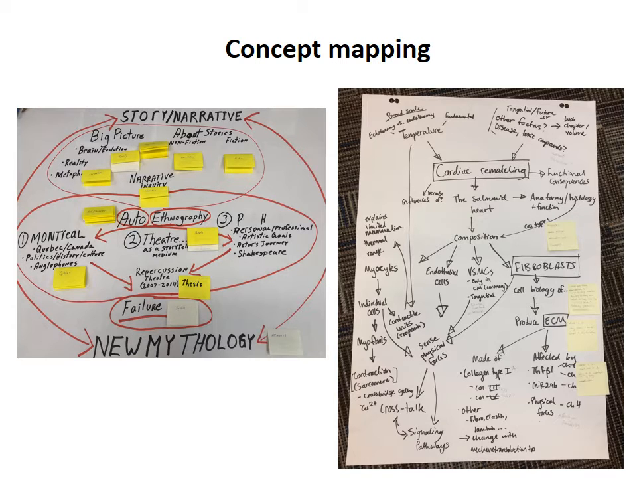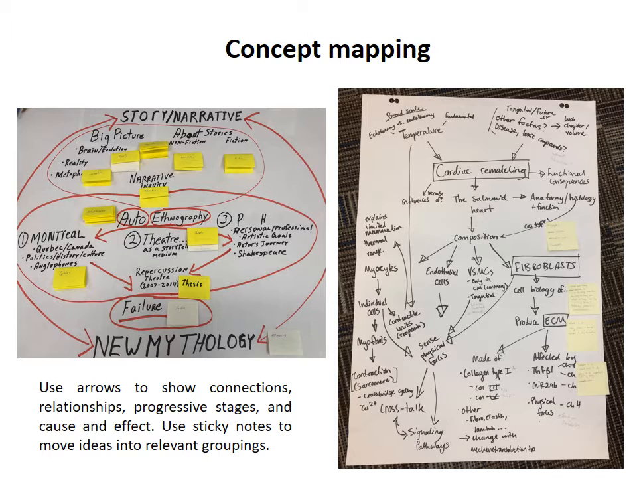Concept mapping can be used to brainstorm a new project or for outlining an introduction, discussion section, and the conclusion. In these pictures, we see arrows showing connections, relationships, progressive stages of development, cause and effect, etc. Sticky notes are particularly useful because they can be added or moved to other sections to form relevant groupings of ideas. Use this strategy for thinking big and then for narrowing your research focus.